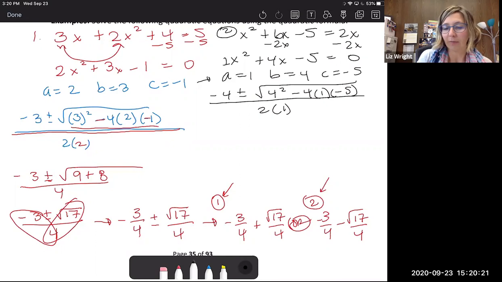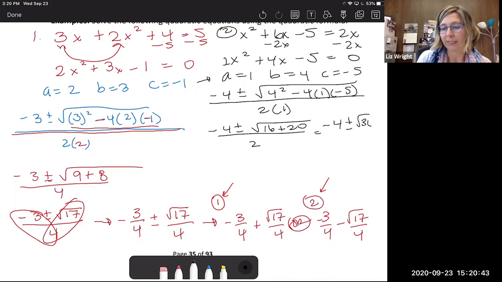So again, I'm going to simplify what's underneath the radical, and I've got -4 plus or minus 16 plus 20, because minus a negative is going to give me a positive, and then 4 times 1 times 5 is 20. That's going to be all over 2. Then my next step is going to be -4 plus or minus the square root of 36 all over 2. And then I'm going to keep going. I've got -4 plus or minus 6 all over 2, and keep going.